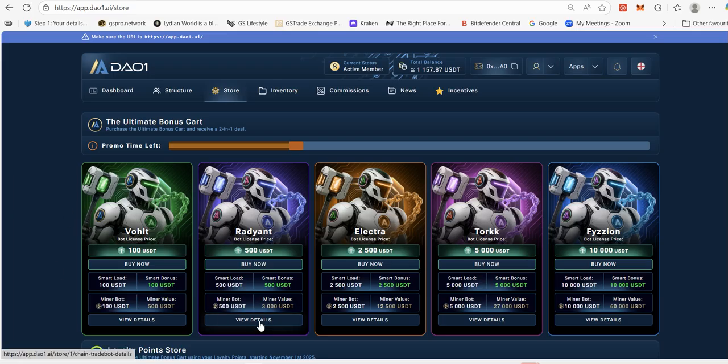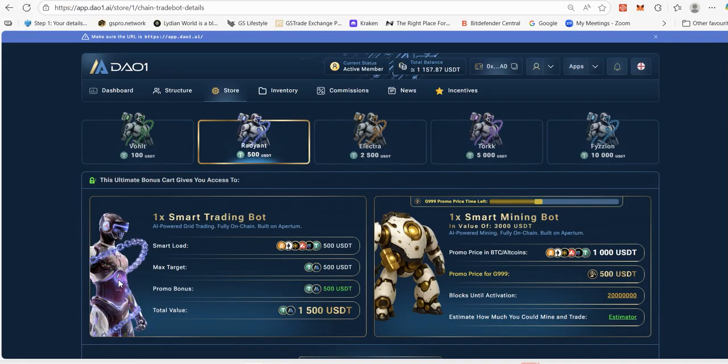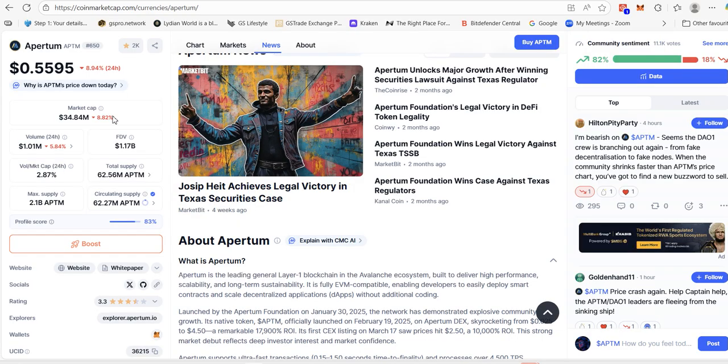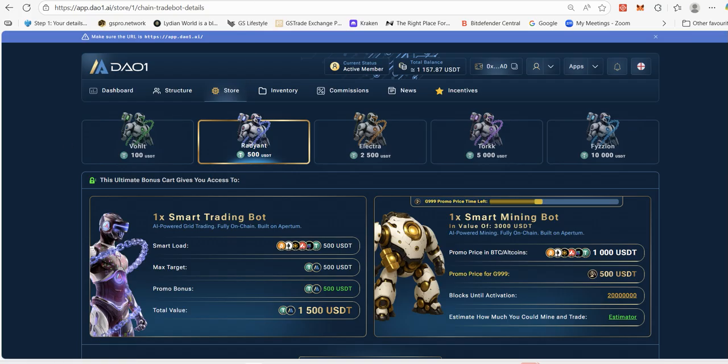What I want to touch on is dollar cost averaging again. Imagine you could have a smart trading bot that all it does is accumulate APTM for you. It buys low, sells high, and just accumulates. And it's amazing if you can have a mining bot that can do the same, that can just mine the token on automatic. And what is this actually doing? This is dollar cost averaging on automatic for you. And if you can dollar cost average into this for 3 to 5 years using the products in the DAO1, what a win-win.